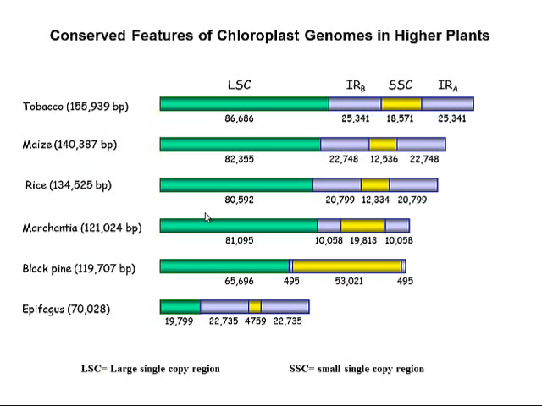So there appears to be a reasonably high level of conservation of the genes and of the structure of the chloroplast DNA in higher plants. So Marchantia, in the middle there, is a liverwort, and you're comparing that to rice, which is a monocot, maize, which is a monocot, and tobacco, which is a dicotyledonous plant.